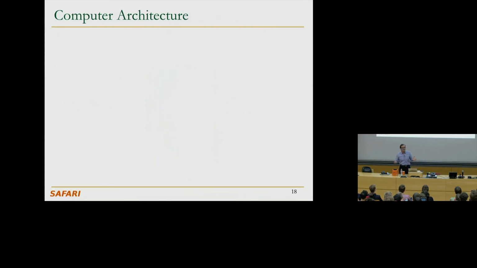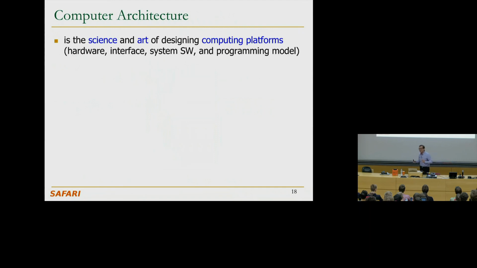Okay, so then what is computer architecture? In the broadest definition, I will define computer architecture as a science and art of designing computing platforms, starting from the hardware to the interface and to the system software and maybe the programming model as well. Today, programming models could be part of your computer architecture, especially if you want to specialize and take an algorithm and execute it on some specialized hardware. That's why I have this broad definition over here.